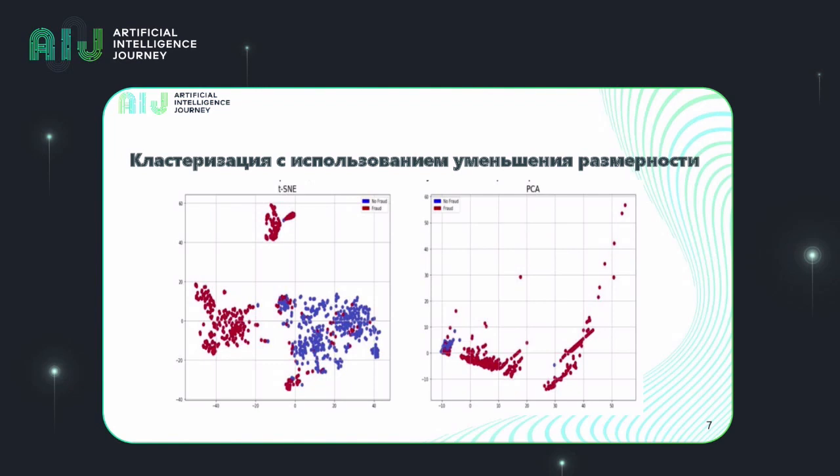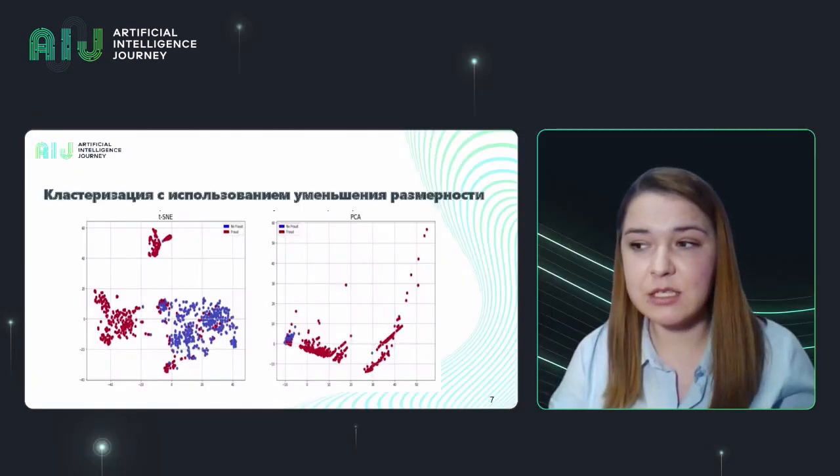This slide shows the result of two algorithms, t-SNE and PCA. I reduced dimensionality to two features, and this allowed us to see how well the data are separated in these scatter plots. Here we see that one of the algorithms has split the data quite well. Let me speak in a bit more detail about that.